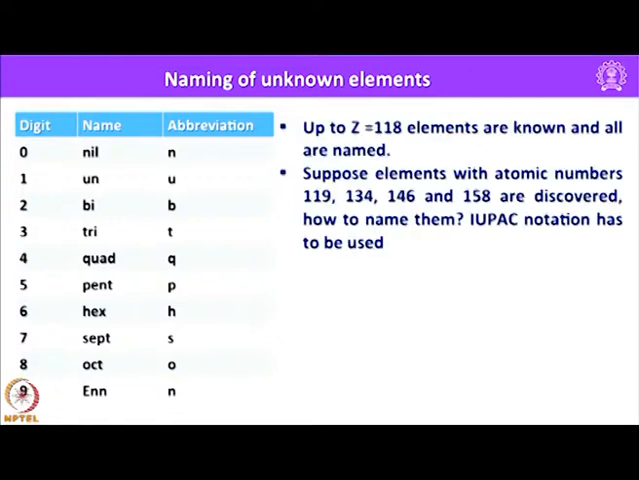For example, if you have to name, let us say, the element with atomic number 118, how to name it? Of course we know the name of the element having atomic number 118, but suppose elements with atomic numbers such as 119, 134, 146 or 158 are discovered, then we can simply use this IUPAC notation to name them.